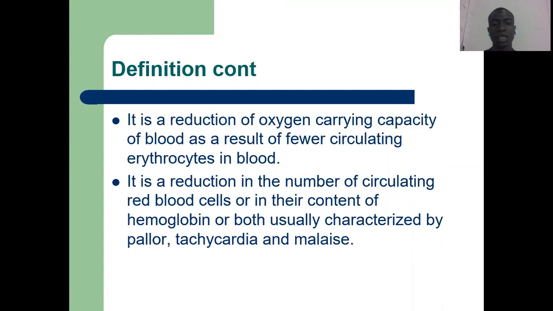Another definition: anemia is a reduction of the oxygen carrying capacity of blood as a result of fewer circulating red blood cells. It's also a reduction in the number of circulating red blood cells and the count of hemoglobin, usually characterized by pallor, tachycardia, and malaise.